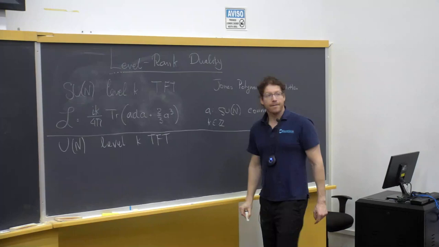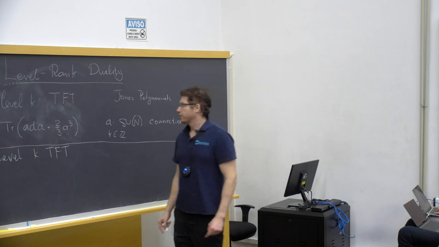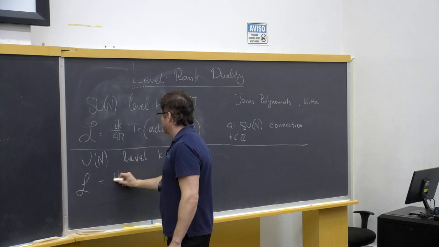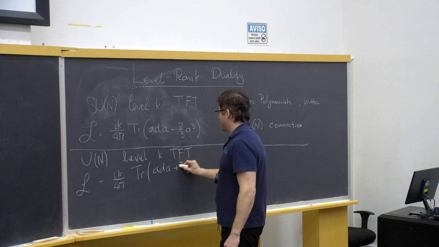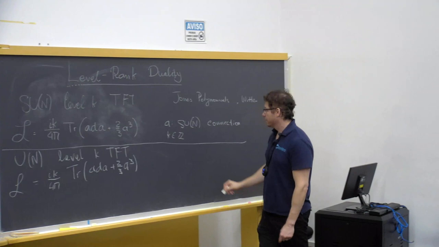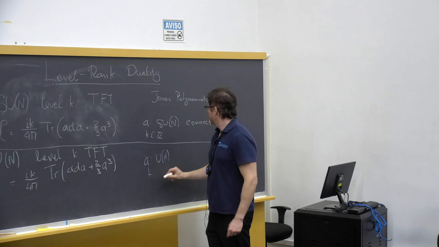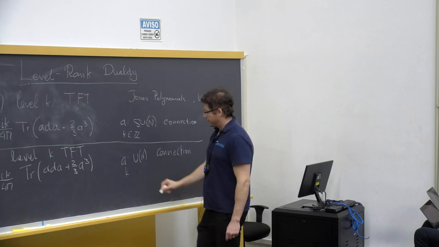Okay. Is it still visible if I write down here to the people in the back? Good. So the Lagrangian for the U(N) is essentially the same. It's just that the trace is now in the U(N) representation. So there is also something on the diagonal. And the gauge field is a U(N) gauge field. But it's the same formula otherwise. But A is now a U(N) matrix, a U(N) connection, and K is an integer, as before.